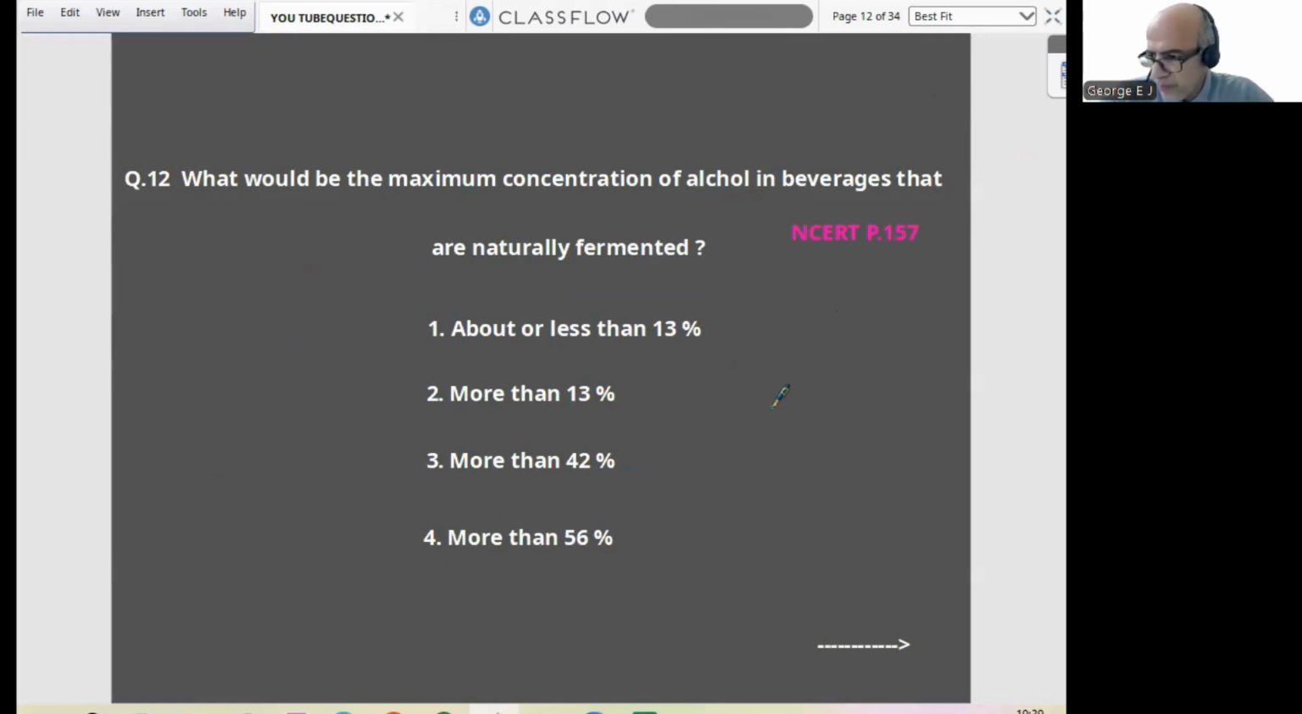Now question number 12. What would be the maximum concentration of alcohol in beverages that are naturally fermented? So natural fermentation has to take place. NCERT clearly says it is about or less than 13%. Further increase of alcohol content we can do artificially by the distillation procedure. Normally, by natural fermentation, it is about or less than 13%. So option is 1. I think it is clear.